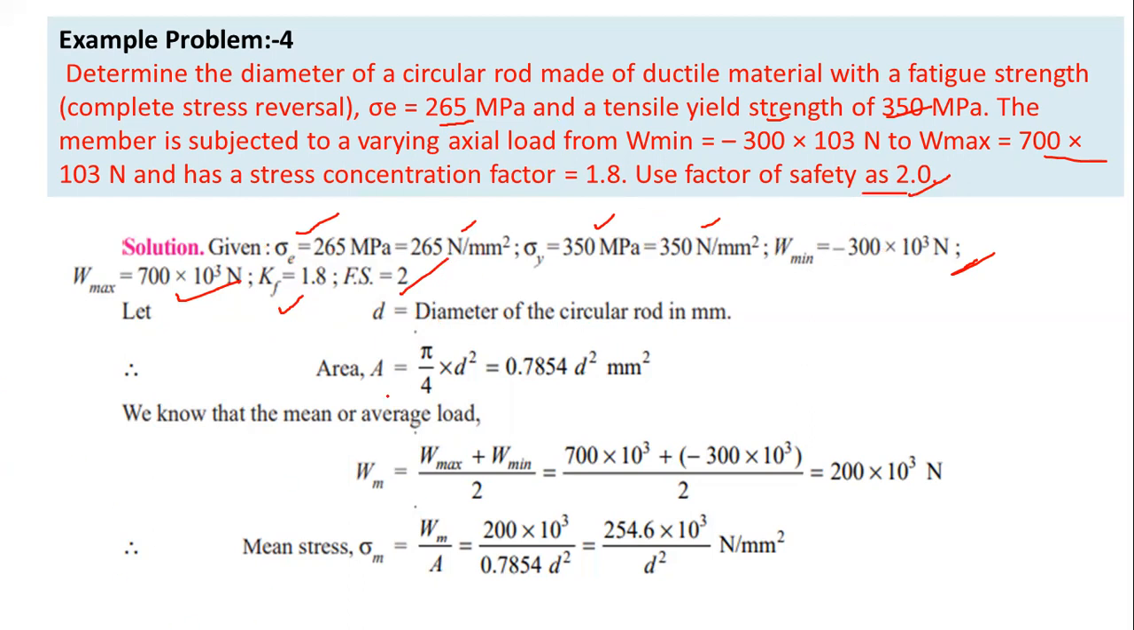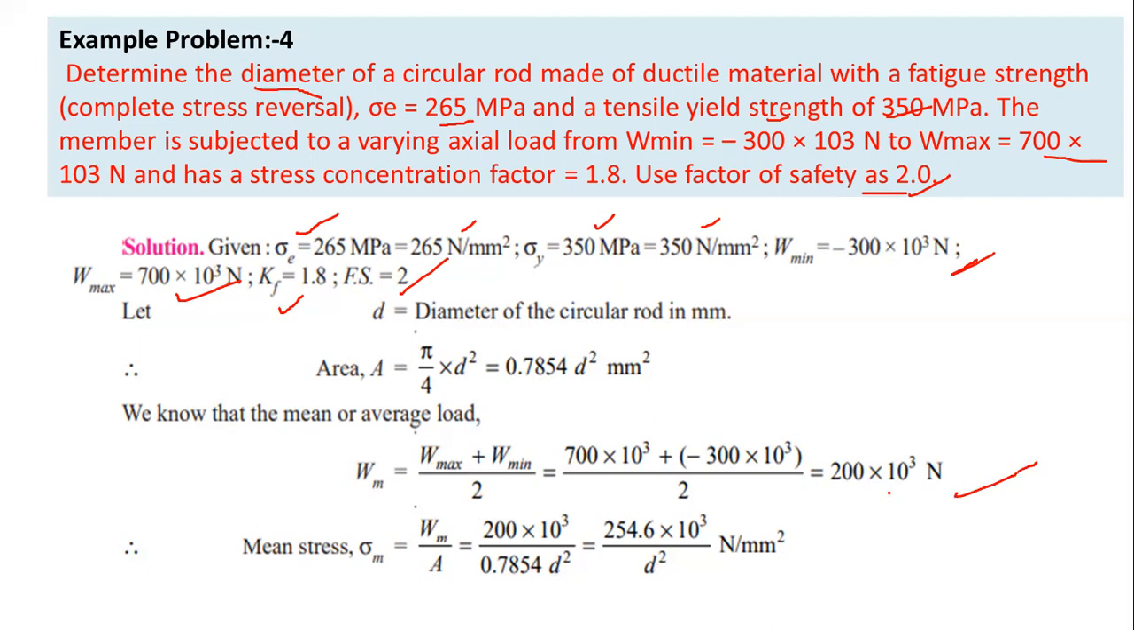From the given data, you have to find out the suitable diameter of a shaft. Here the cross section is circular. So the cross sectional area equals pi by 4 d square. First you have to identify the shape of the component. Already we know that mean load equals maximum load plus minimum load by 2. Here the maximum load is 700 into 10 power 3 and minimum load is minus 300 into 10 power 3. So finally the mean load equals 200 into 10 power 3 newtons.